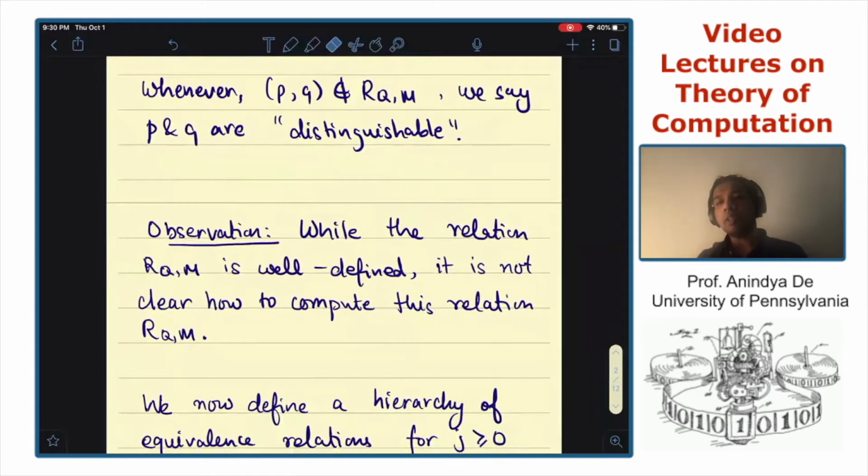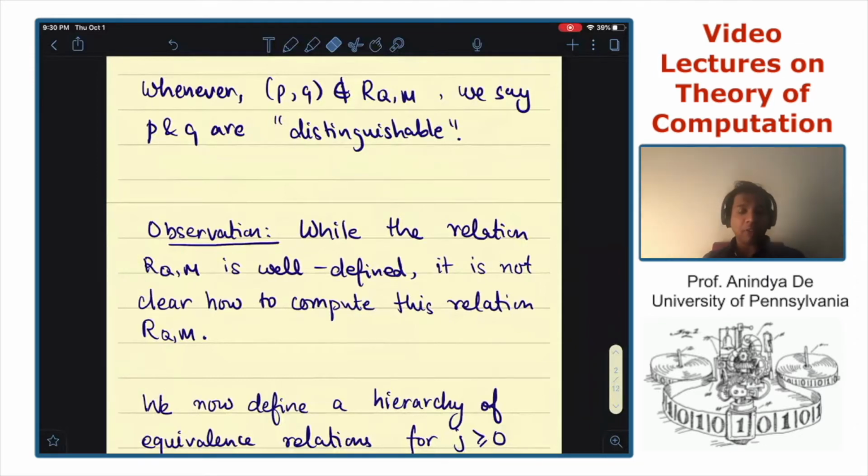So now the first thing to observe is that while we have defined the equivalence relation R_{Q,M} and proved it's an equivalence relation, it is not obvious from the definition how, if I give you a finite automaton M, you compute the equivalence relation R_{Q,M}. Let me be a little more precise.